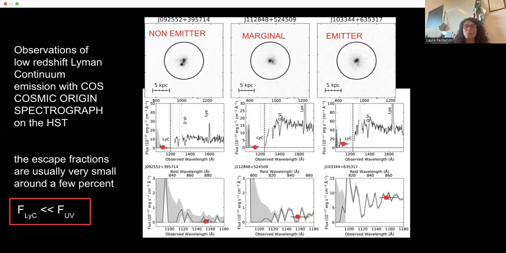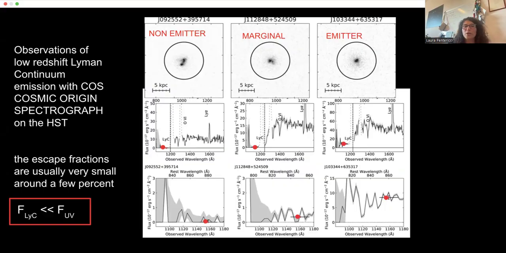These are some observations, for example, of some low redshift galaxies. This is actually a very important sample, because it's a very large sample of galaxies where Lyman continuum emission has been studied in great detail.